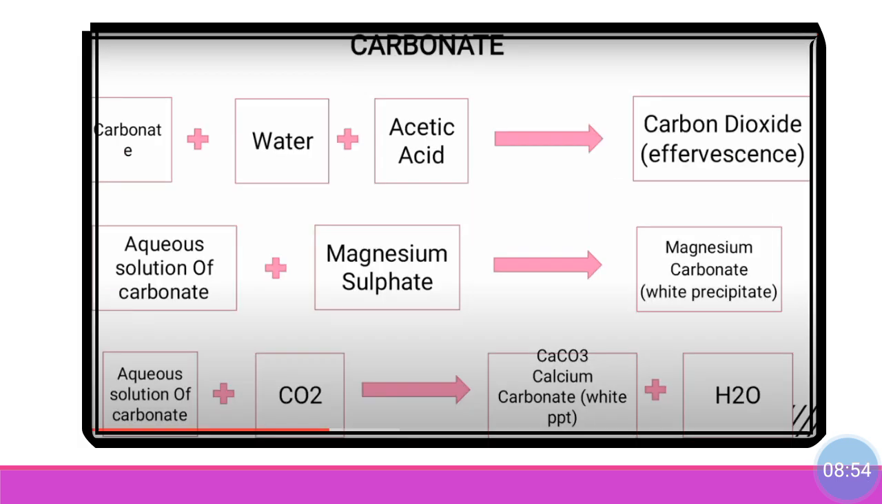After that we had seen the carbonate. The tests are the same as for bicarbonate. When carbonate is treated with water and acetic acid, there will be an effervescence of carbon dioxide gas. When the aqueous solution of carbonate reacts with magnesium sulfate, a magnesium carbonate white precipitate is formed. Then aqueous solution of carbonate plus CO2 gives CaCO3, a calcium carbonate white precipitate, and H2O, water, is formed here.